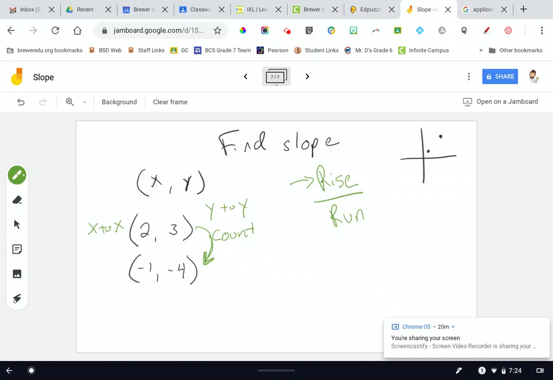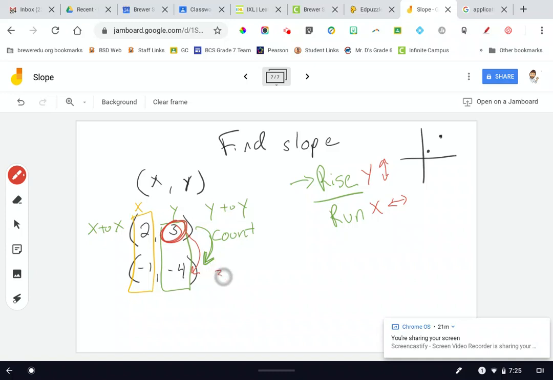So these are our Y's. And these are our X's. So which one do you think represents rise? Y or X? Which one goes up and down? That's going to be Y. Okay, the Y is your rise. The run is your X, because Y is your up and down, and your X is left and right. So do that. All I got to do is start here at 3, and how much does it take to go down to -4?